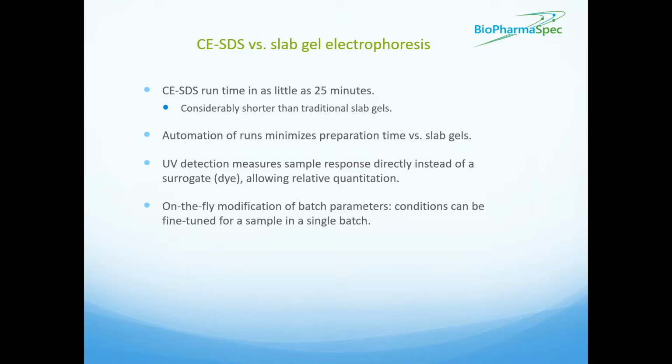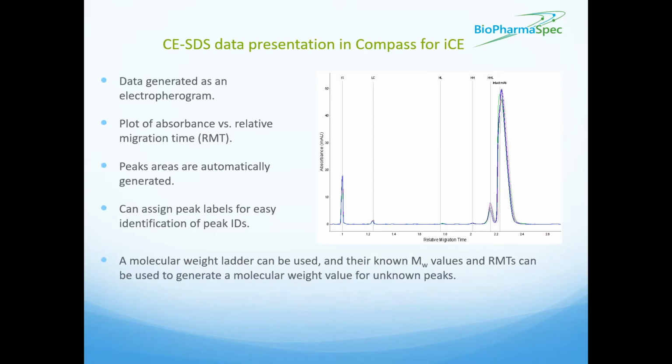For the Maurice system, it's also possible to use on-the-fly modification of batch parameters. So this means that during the course of a run, you can use fine-tuning to maybe have a particular set of characteristics that you require for a single batch in that run. So all in all, we find the system quick, convenient, and easy to use, and allows us to get through a good number of samples in a run. This is an example of the data, the type of data that we generate from the system. And I will come back to this image later to talk about it in a bit more detail.